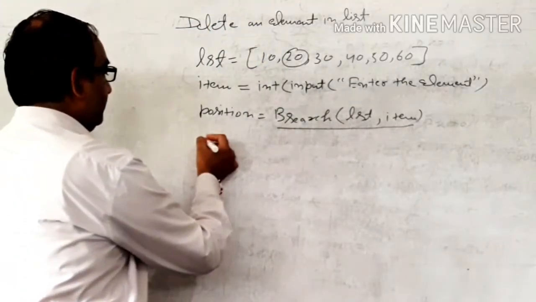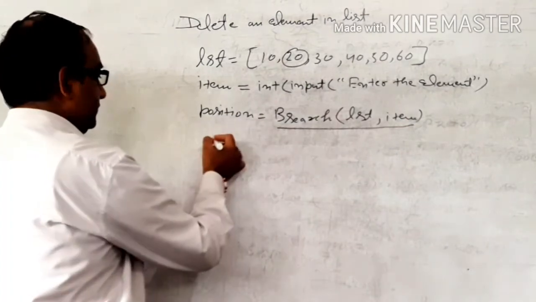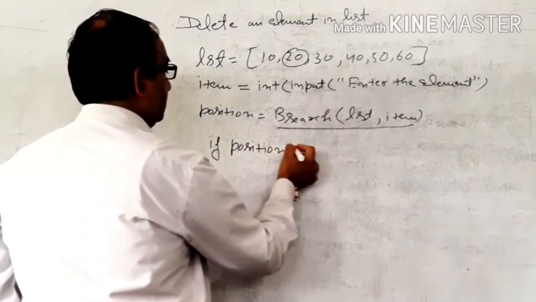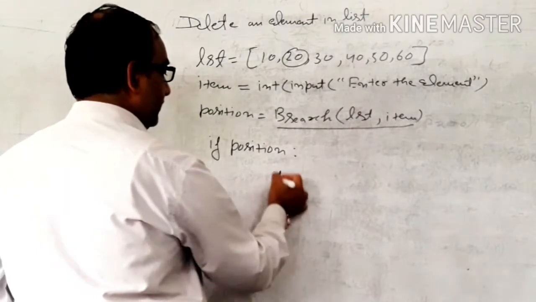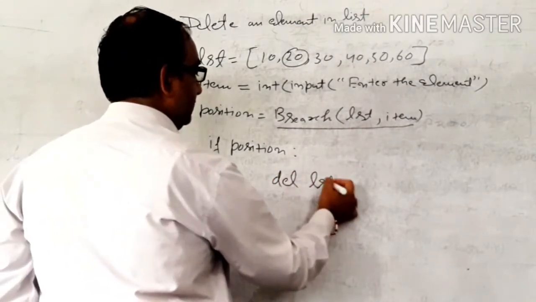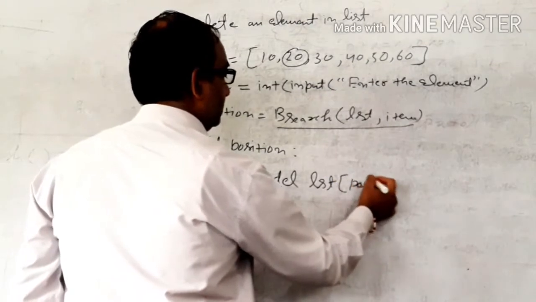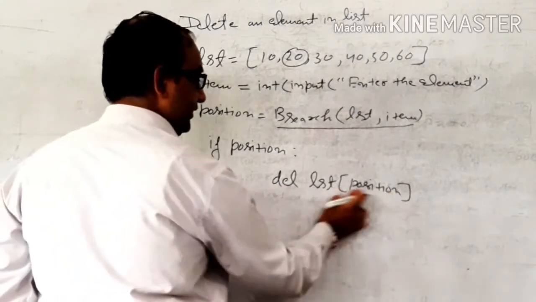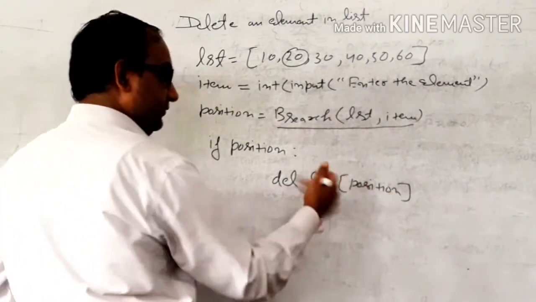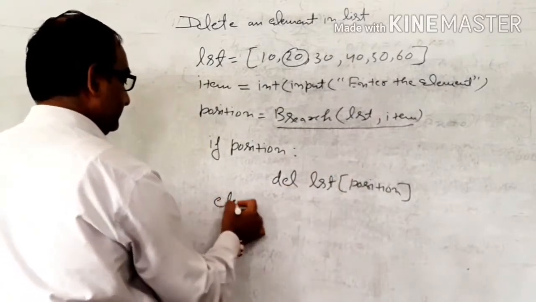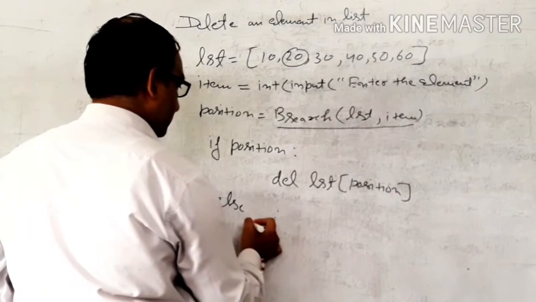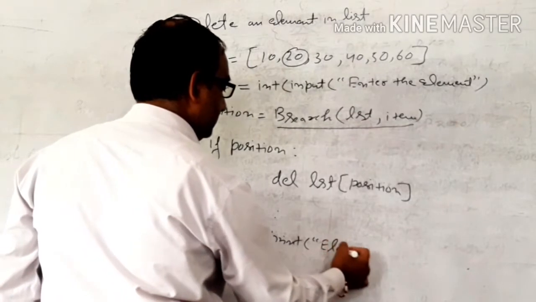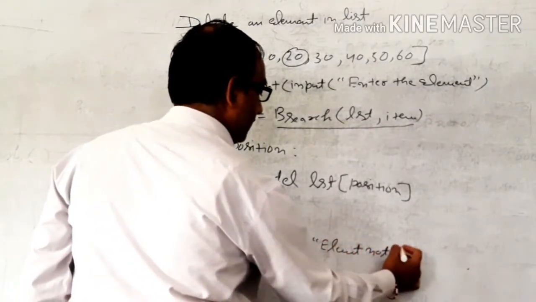Now if position, this is 2, then you can write here del LST position. That is very easy. Del is the delete, LST position. So whatever the index number, the element at that index number will be deleted. Else, print element not found.